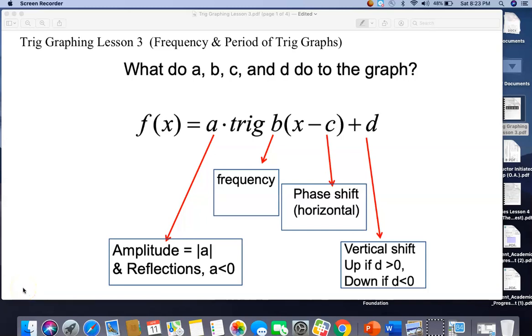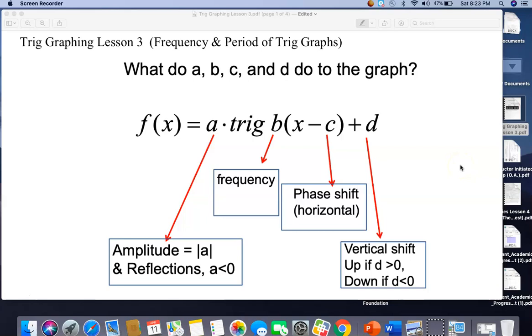I want to give you guys a little heads up on our next component for trig graphing. We've already talked about the A, which is your amplitude, which can be a stretch or compression. We've talked about how it reflects if it's negative. We've talked about the vertical shift, how it shifts up and down. We've talked about the phase shift, the horizontal shift. What we haven't talked about is the B, the frequency, which basically also results in a change of the period in the function. So follow along with me.